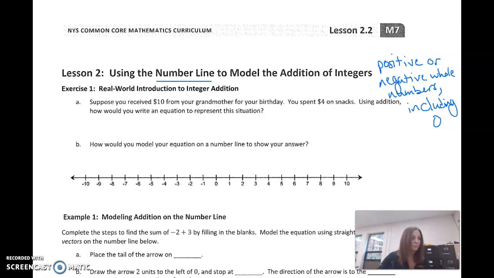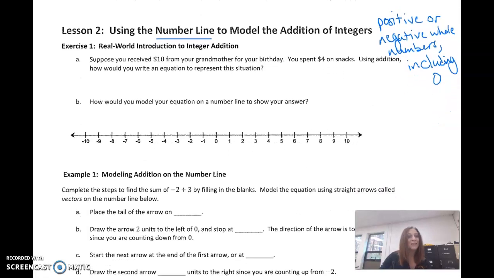All right, so let's jump right in. Suppose you received $10 from your grandmother for your birthday. Then you spent $4 on snacks. Using addition, you need to write an equation to represent the situation.